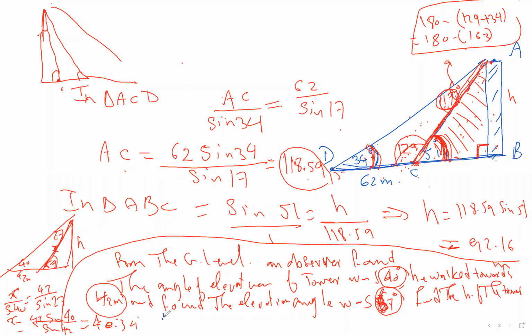The height over sine 67 equals the hypotenuse, which is 40.34 over sine 90, which is 1. Then the hypotenuse will be 40.34 sine 67 equals what?